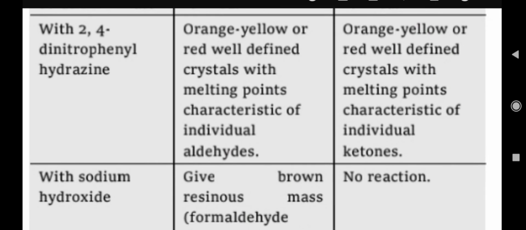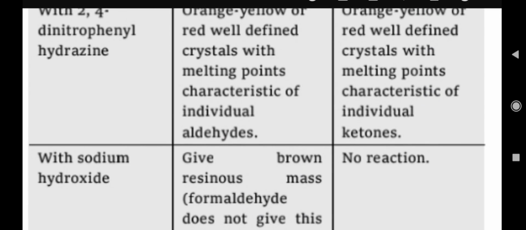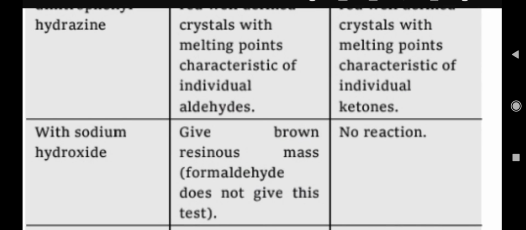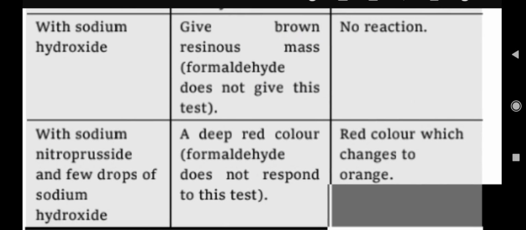With sodium hydroxide, aldehydes give a brown resinous mass, except formaldehyde. Formaldehyde cannot give this test with sodium hydroxide, while other aldehydes give this test with sodium hydroxide, while ketones do not give any test with sodium hydroxide.